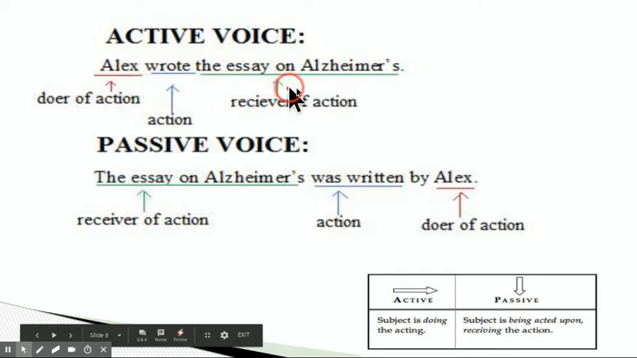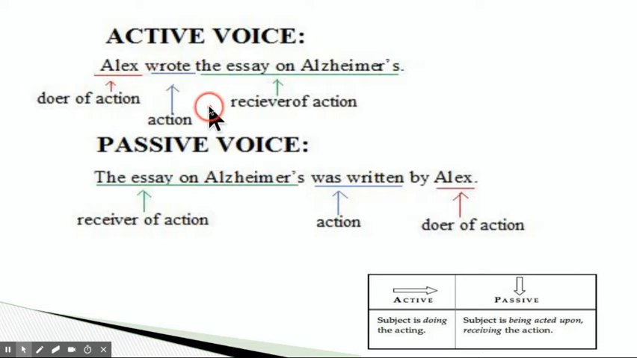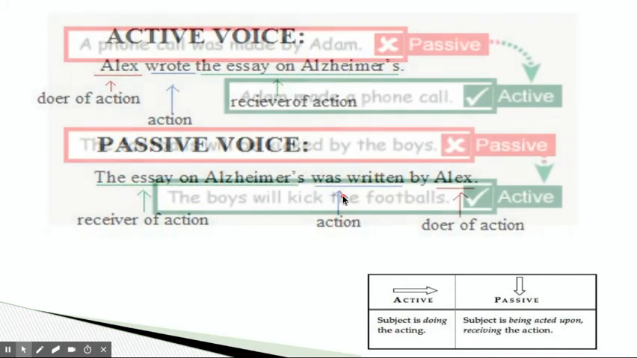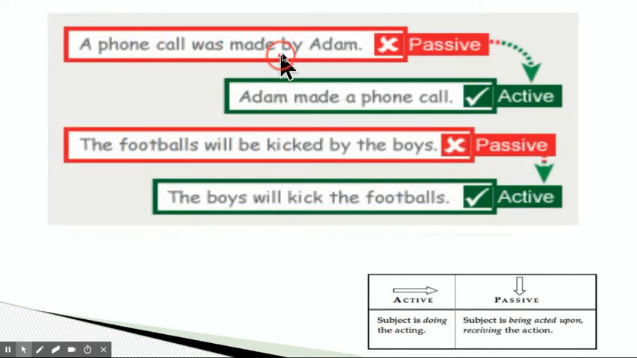Alex wrote the essay on Alzheimer's. Subject, Alex, doing the writing. Passive voice, the essay on Alzheimer's was written, there's that be verb in English, by Alex. So what's being written? The subject phrase receives the action, doesn't do the action. That's the passive voice. Or a phone call was made by Adam. Verb was made. You can tell it's that be verb there. Adam made a phone call, active.